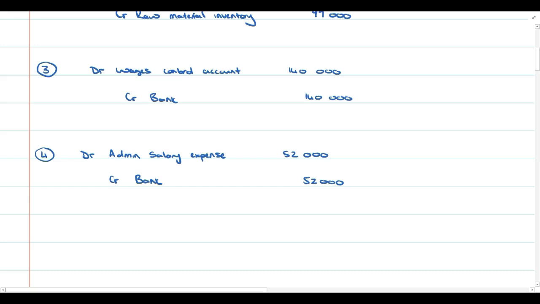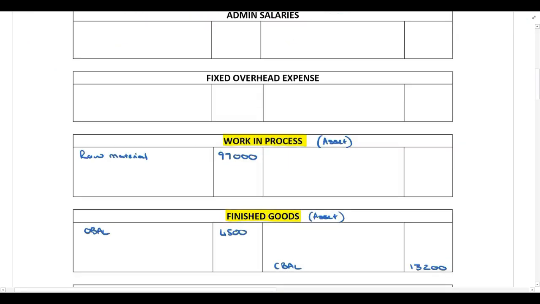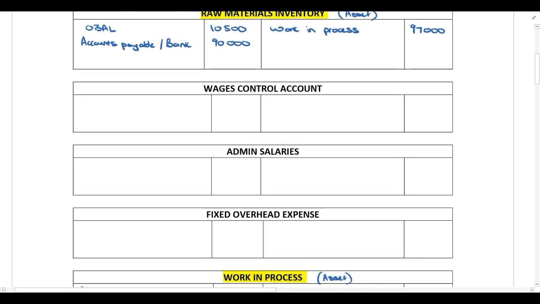So let's record these in our general ledger accounts. To record the direct labor cost, we are going to debit our wages control account and we are going to credit bank with 140,000 rand. And for admin salaries, we are going to debit our admin salary expense. So this is an expense account, and we are going to credit bank with 52,000 rand.